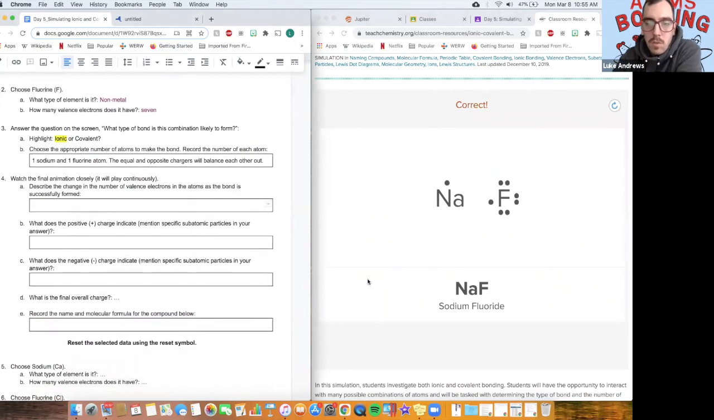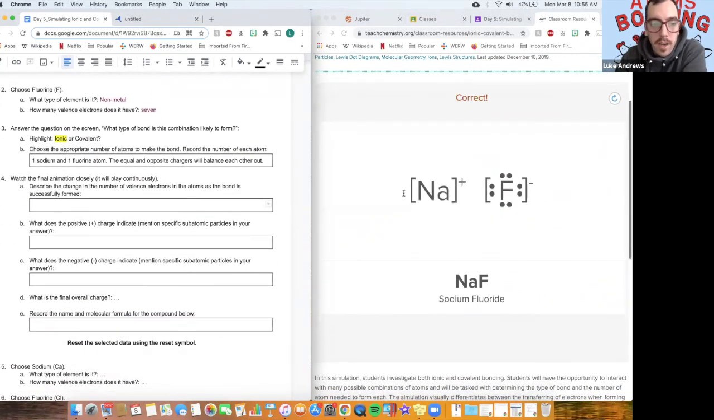So Part D just has us watching the simulation that I'm demonstrating right here. Watch the final animation closely. It will play continuously, as you see right here. Describe the change in the number of valence electrons in the atom as the bond is successfully formed. There's no trick question here, okay? I'm just getting you to write what you're seeing and verbalize. You can say it out loud to yourself if that helps, but get it down in written form to help you remember what is happening here. Describe the change in the number of valence electrons.